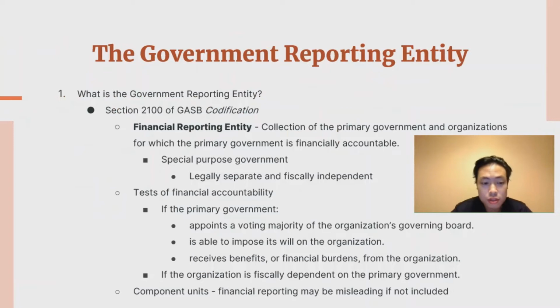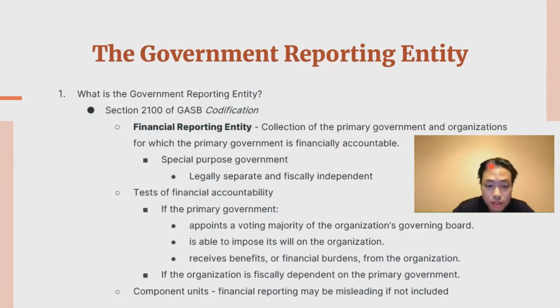First things first, this chapter highlights the importance of determining what a government reporting entity is before preparing financial reports. So, what is a government reporting entity? Well, Section 2100 of the GASB codification provides us with guidance on defining these entities. Essentially, what you'll find is that the financial reporting entity is the collection of the primary government and all the organizations for which it is financially accountable.